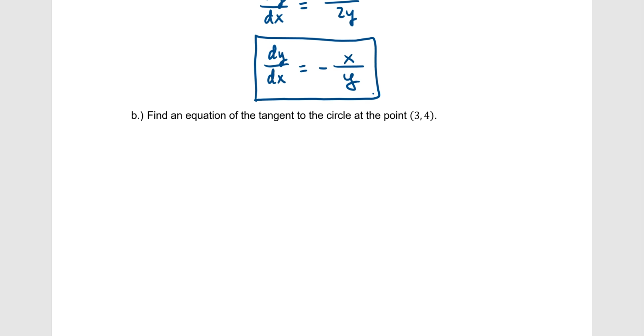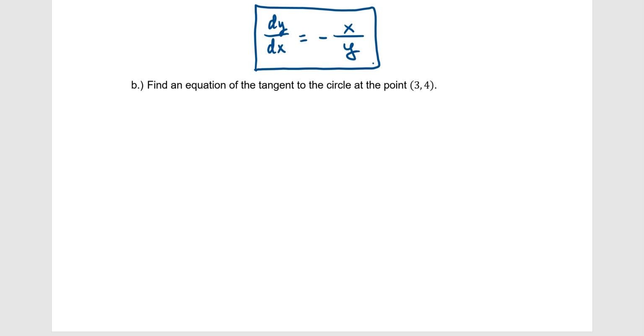Next question, let's find the equation of a tangent line to the circle at the point 3, 4. So equation of a tangent line, we should say, okay, point slope formula, y minus y1 equals m times x minus x1. We are given x1, y1, the point on the circle, in this case, 3, 4. We need the slope. The slope is going to be the derivative of the function evaluated at x equals 3 and y equals 4.